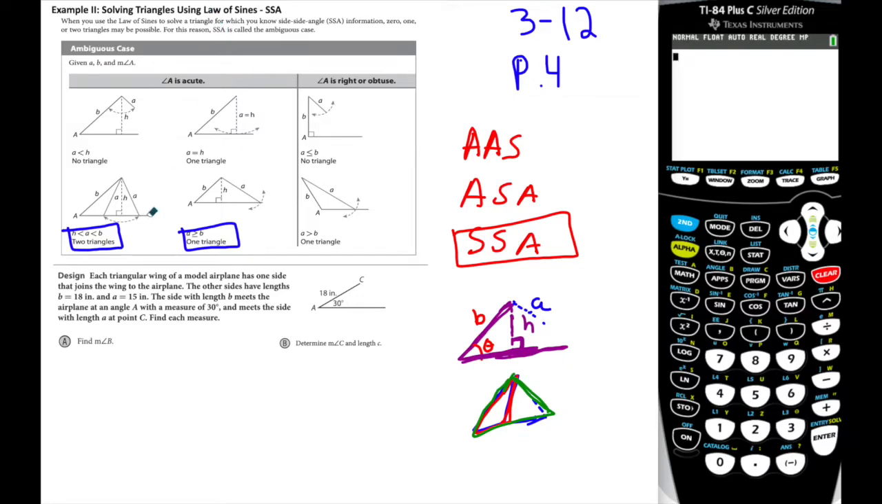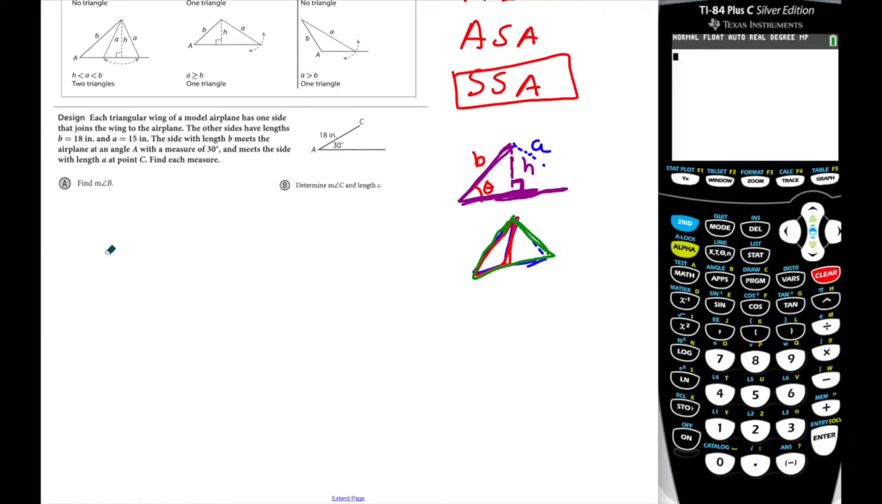A is less than B. That's a given, right? B is 18, A is 15, A is less than B. It's just the fact that 15 is less than 18. Hopefully we can all agree with that. So what does that mean? That means I could have two triangles, right? Because that's what usually happens, but I have to see if A is more than the height. If it's more than the height, then we're good.